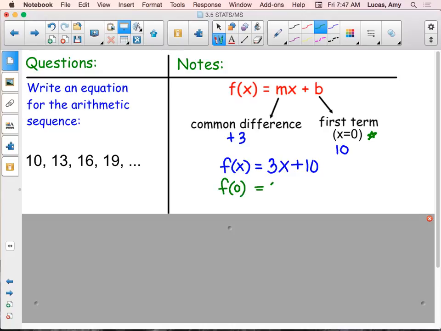So f of 0 equals 3 times 0 plus 10. 3 times 0 is 0. 0 plus 10 equals 10. That is the first term. So I've checked it. My equation is correct.